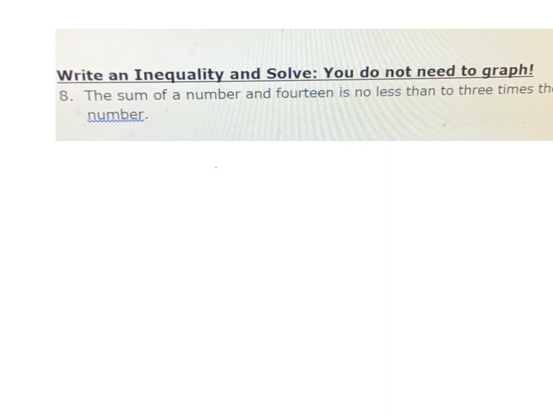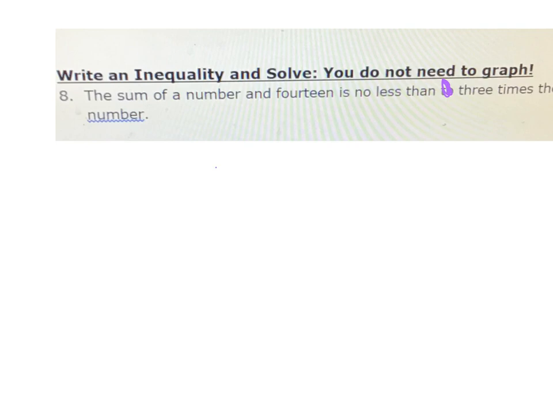Okay, last problem. So what does this say? It says write an inequality and solve, and you do not need to graph. Okay, so the sum of a number and 14 is no less than 3 times the number. Okay, so let's think about this.